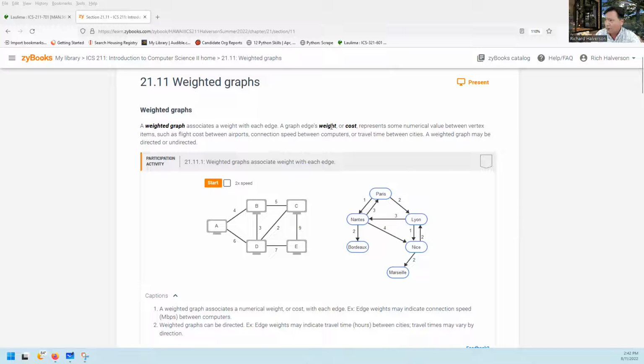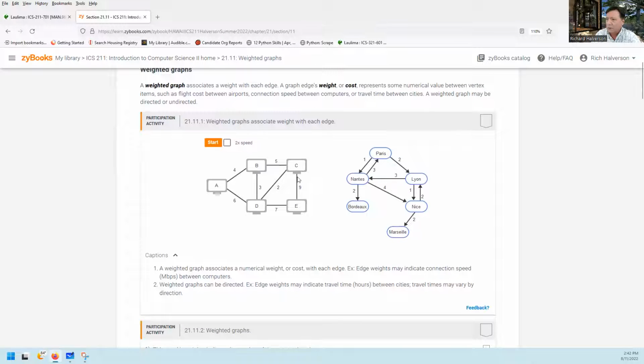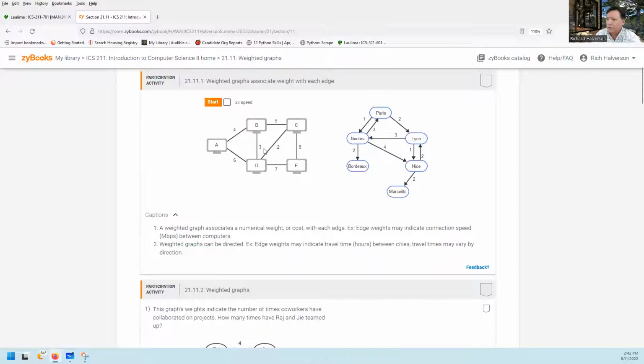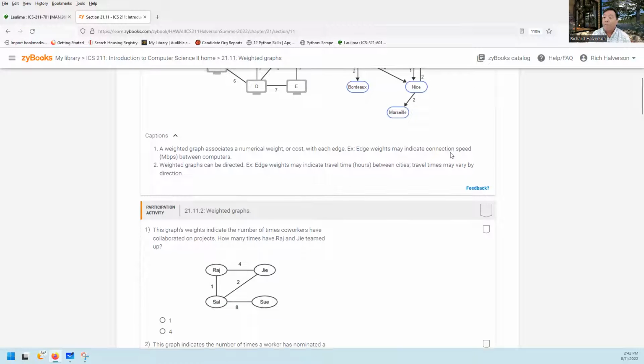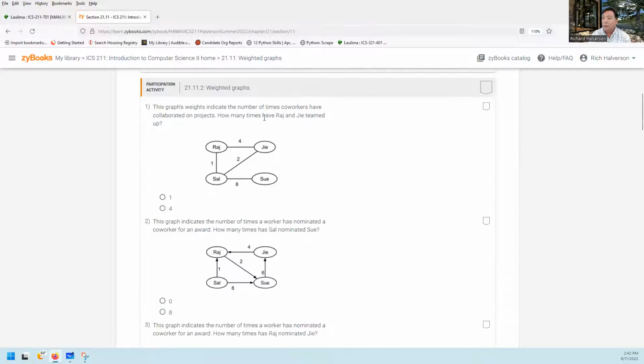A graph's edge weight or cost represents a numerical value between the vertex items, such as flight costs between airports and so on. Make sure you understand the weights for the graphs can be undirected or directed graphs. The graph's weights indicate the number of times coworkers have collaborated on projects. How many times has Raj and G teamed up? Raj and G looks like 4 times.